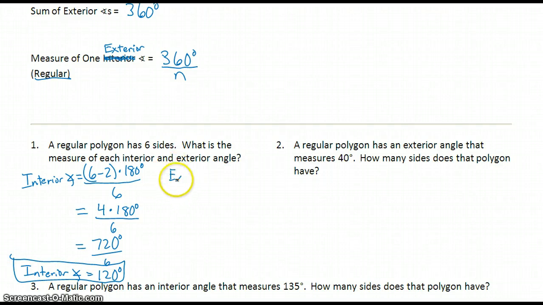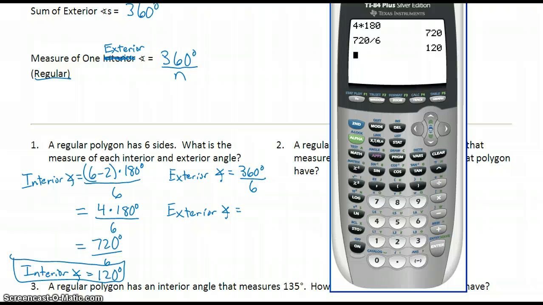If I want to find the measure of one exterior angle, I need to take my total exterior angles, which is 360 degrees, and divide by the number of sides. Since in a regular polygon they're all going to be the same, I can divide by 6 to find the measure of 1. So my exterior angle is going to be 360 divided by the number of sides.